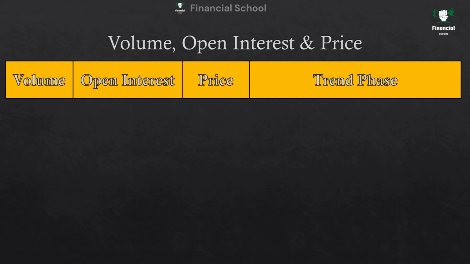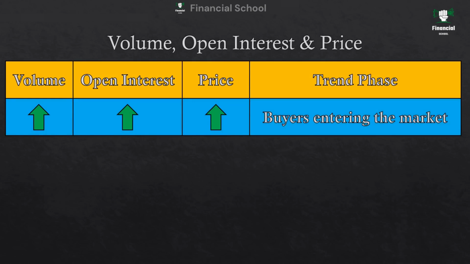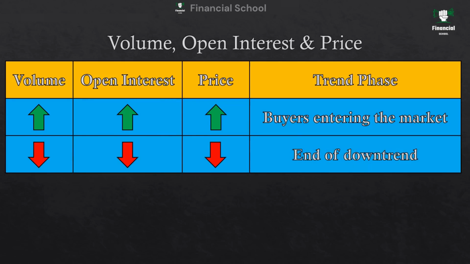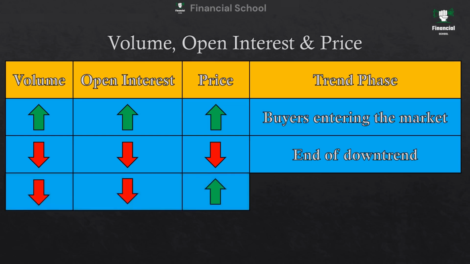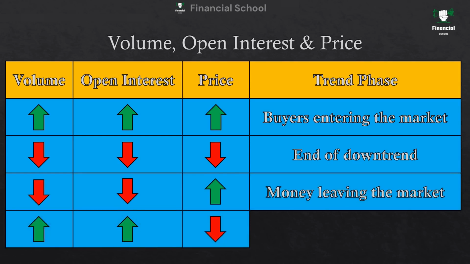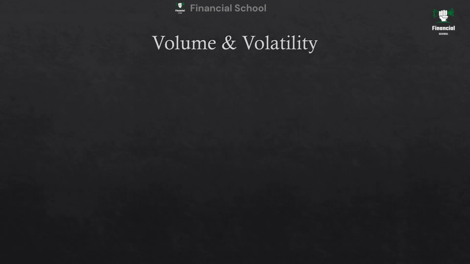When price, volume, and open interest are rising, it means that new buyers are entering the market. When price, volume, and open interest are falling, it means that the downtrend will end. When price is rising and both volume and open interest are falling, it means that money is leaving the market. When price is falling and both volume and open interest are rising, it means that bearish money is entering the market. We can also find an interesting relationship between volume and volatility.